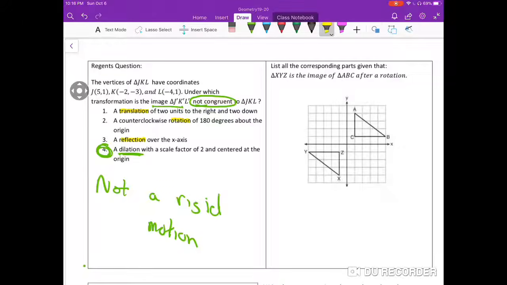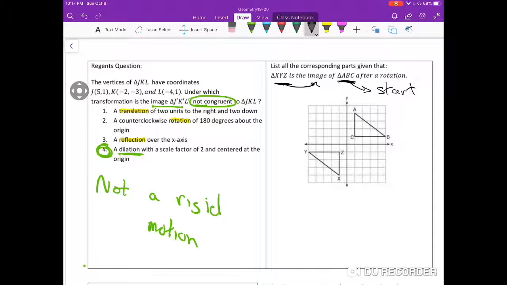All right, so a dilation changes the size and shape, therefore it's not a rigid motion, so that's going to be our answer. Okay, our second example, we have triangle XYZ and ABC. So XYZ is the image of ABC after the rotation. So since XYZ is the image, this is our starting point.